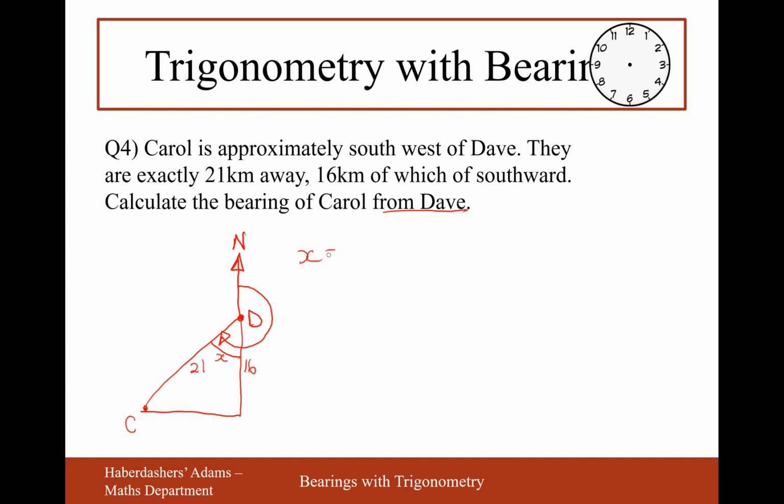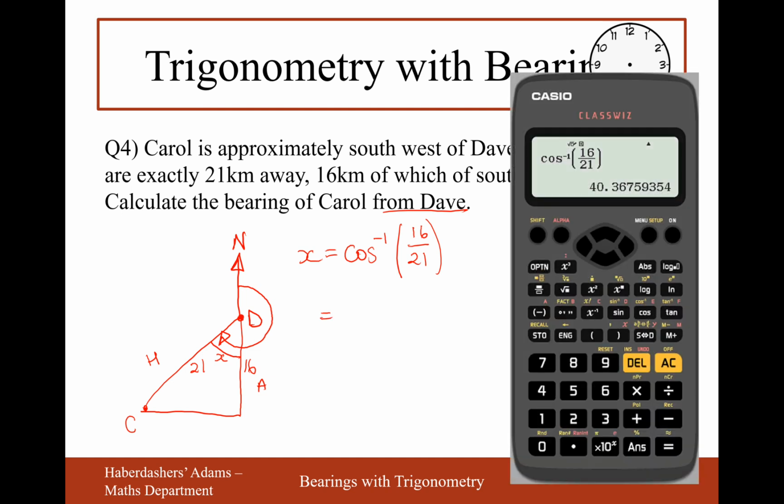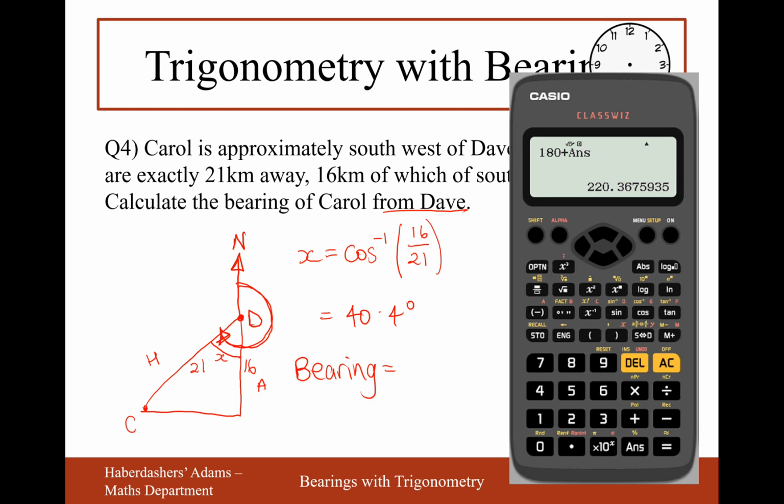So x here is going to equal, well, this is my adjacent side, this is my hypotenuse, so it's going to be cos inverse of 16/21. So grab the calculator, cos inverse 16/21 will be 40.4 approximately. But the bearing answer here will be answer plus 180, because it will be rotate 180 degrees round, then the extra x angle. So 180 add answer will give us 220 degrees when rounded to three significant figures. Alright, so there we are. That's the answer to this question here.